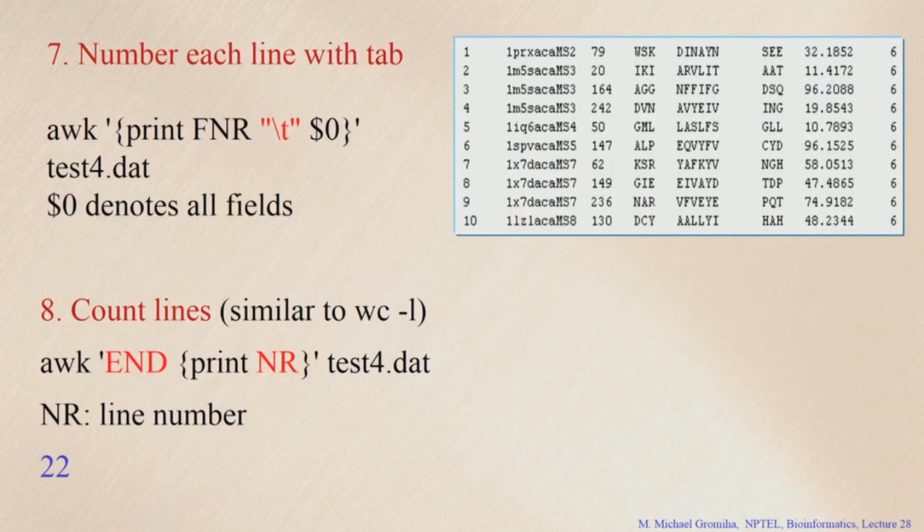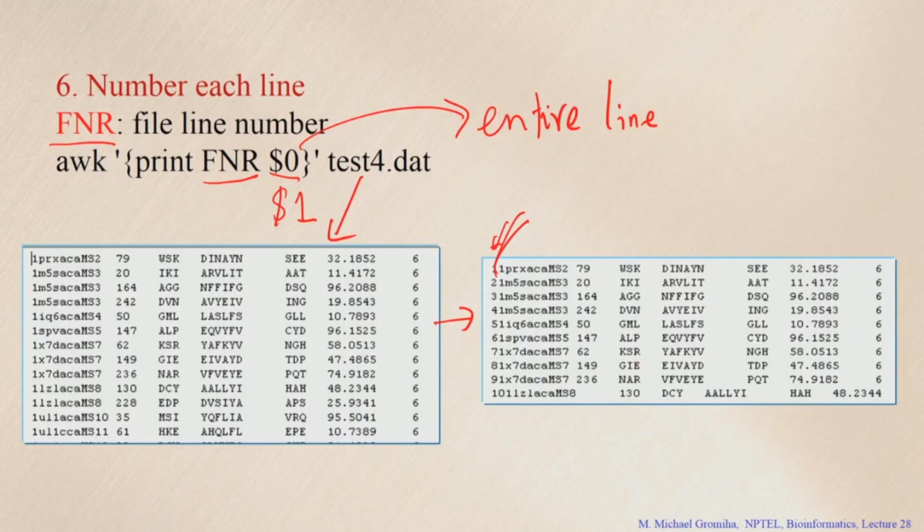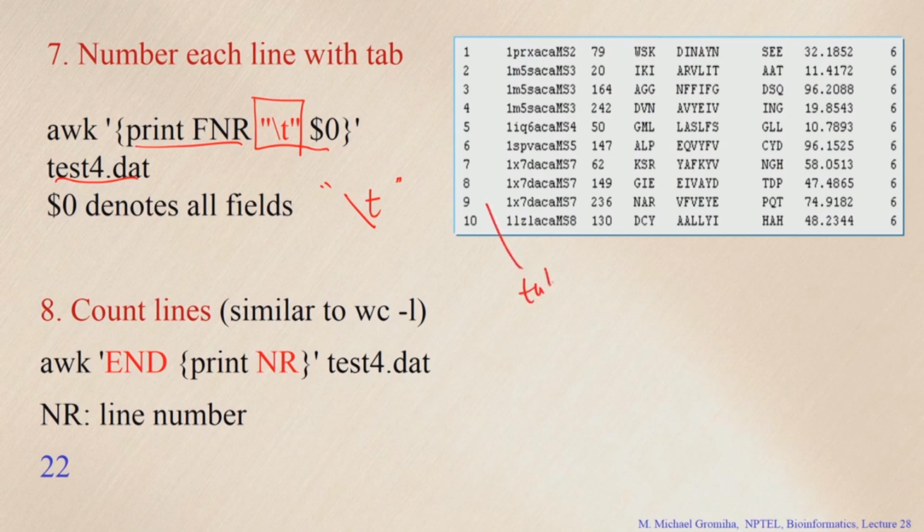You use the same command, print FNR $0 test4.date, but here we add another piece of information, a tab, that is \t, which you put in quotes. If you do this, it will add the line numbers with a tab. Now, can you see this result and the previous result? Here there is no space, but here you can see a tab. We can also give a space when adding numbers.